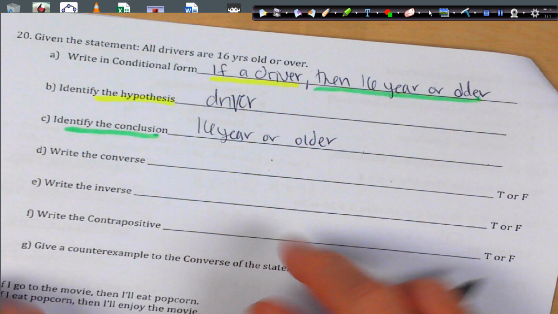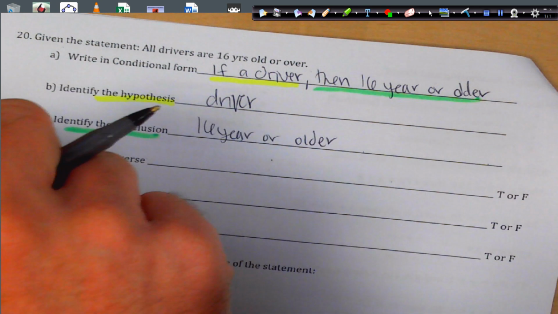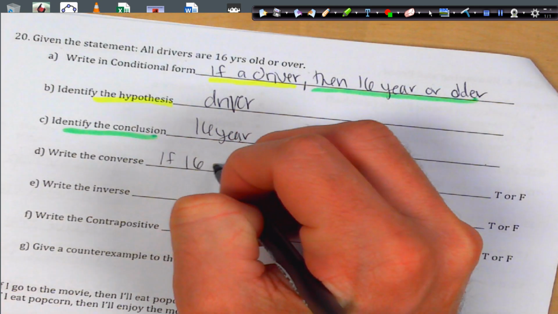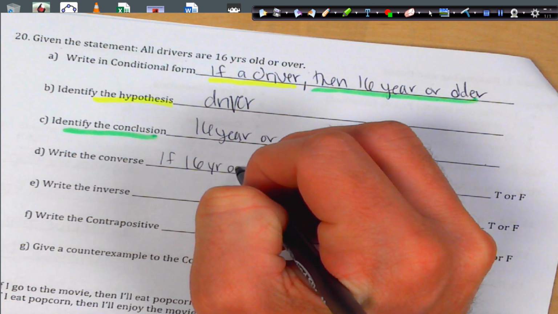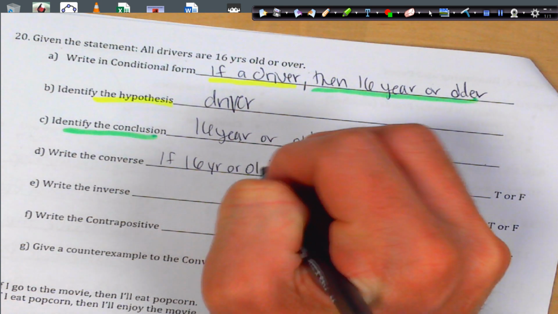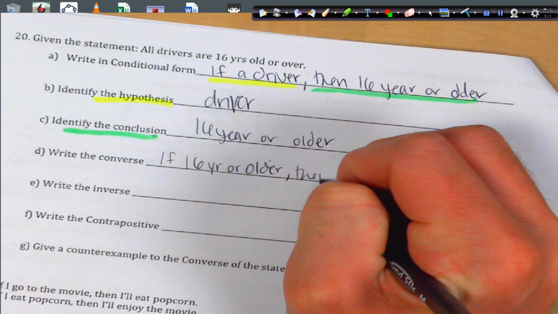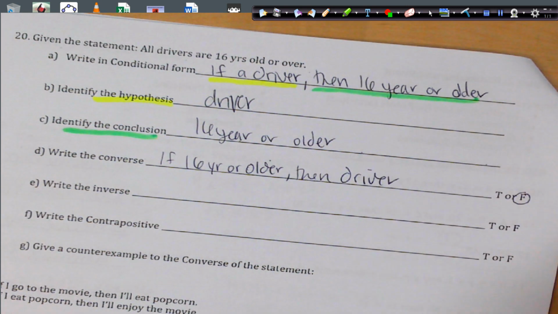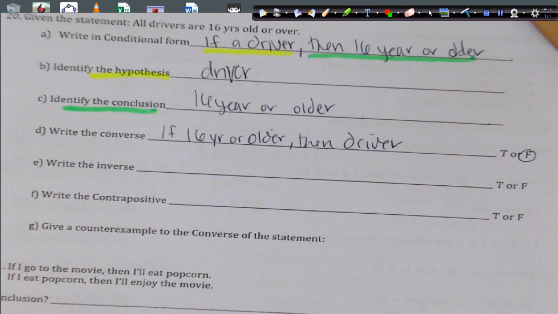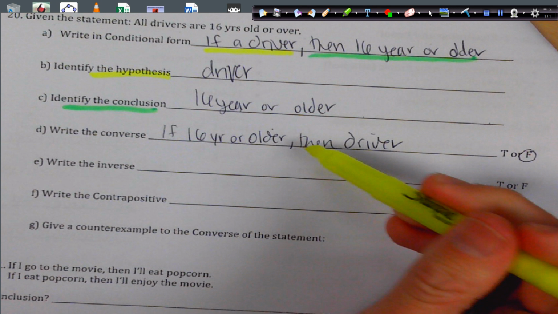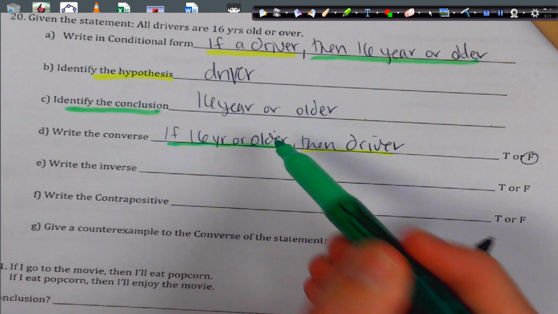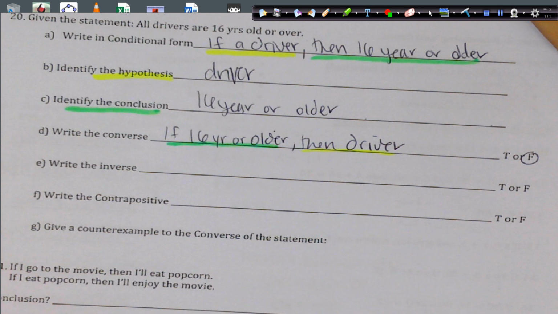So converse, we're going to take our two hands and switch them. So I would say, if 16 years or older, then driver. Is that true? No, that's false. You could be over 16 and just not have your driver's license yet. You could be what we call lazy. So this is flipping them. Those are flipped.